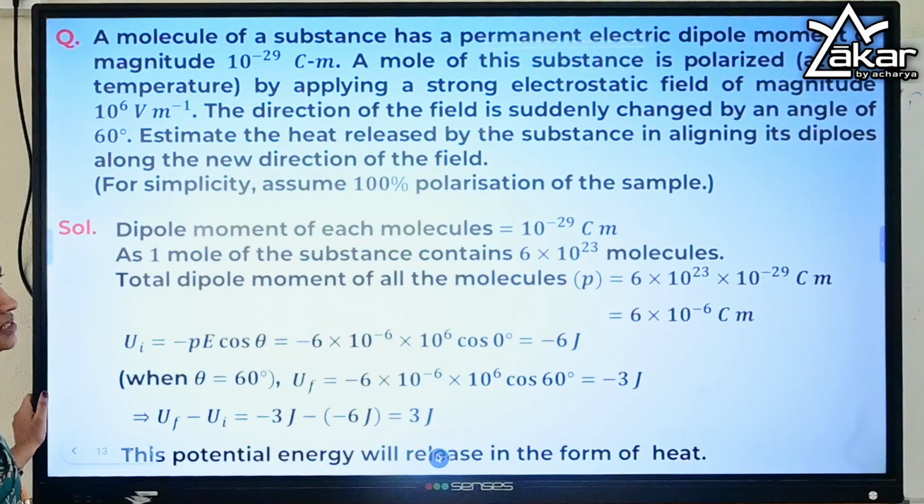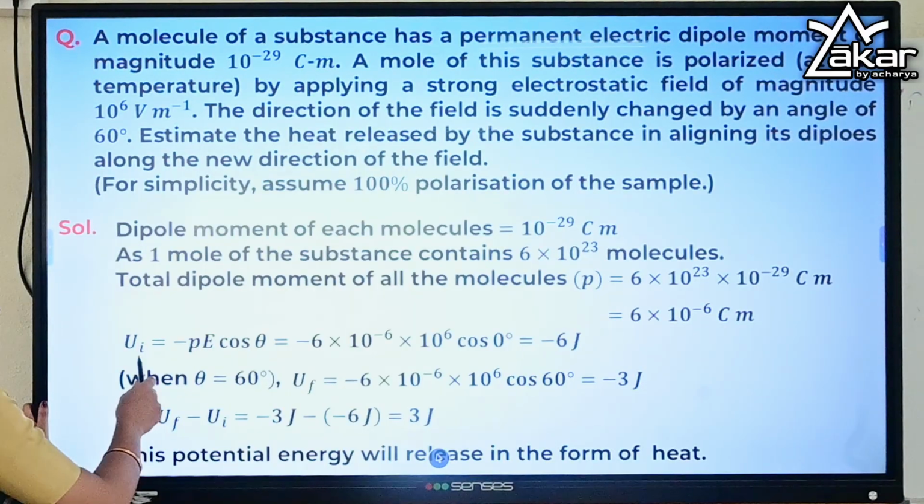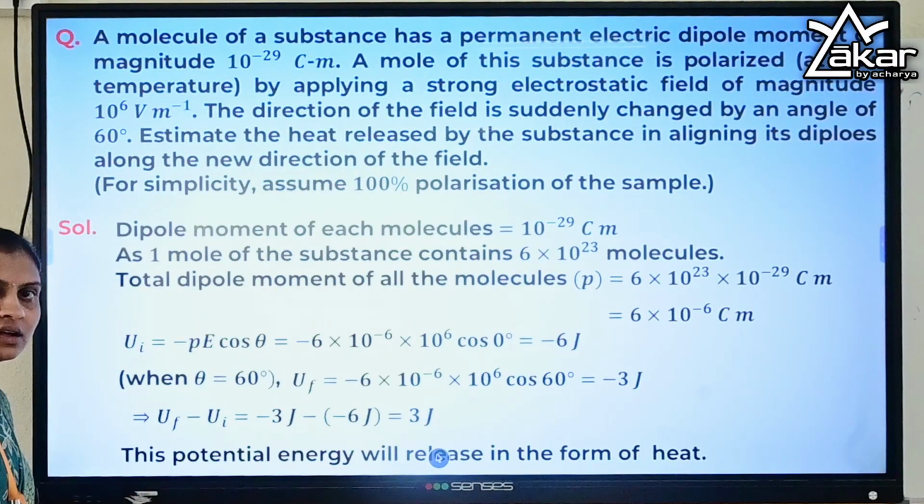And so this is an example of U, potential energy when you place an electric dipole. When you place an electric dipole in a uniform electric field, you will get this formula, that is Ui is equal to minus PE cos theta.